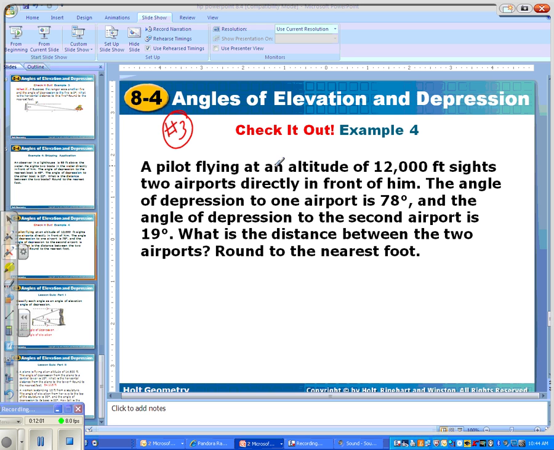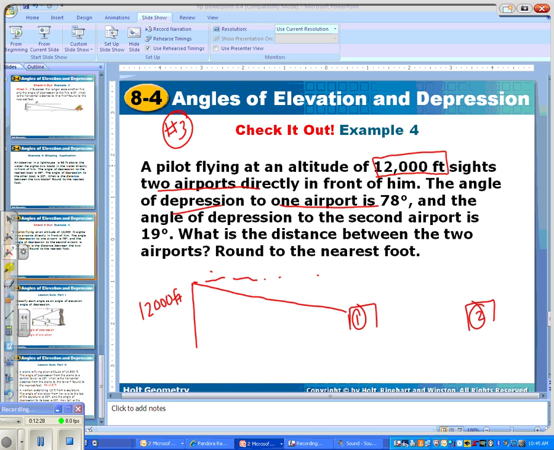Okay, so a pilot is flying at an altitude of 12,000 feet. I'll draw the pictures for you guys. That's how far up this pilot is. He sights 2 airports right in front of him. So here's one airport. Here is another airport. Okay, the angle of depression. So here's the horizon. Remember, depression means below. The angle of depression to the first airport is 78 degrees. So this angle right here is 78 degrees. We want to figure out how far away is he from the first airport, or she, excuse me.